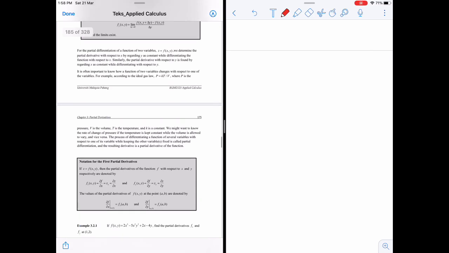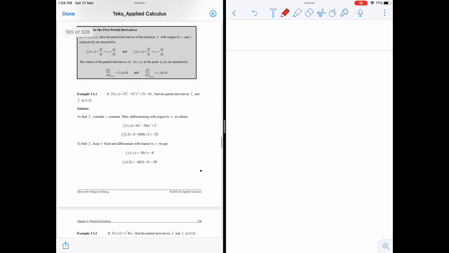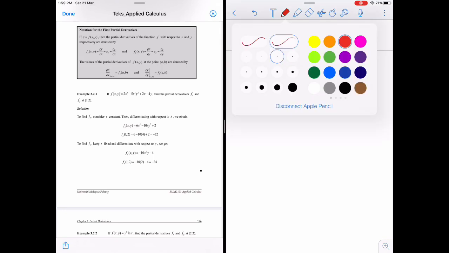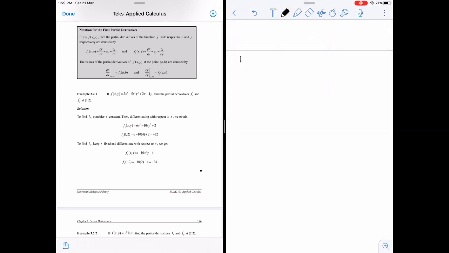Okay, let's move to an example to find the partial derivative of f with respect to x and with respect to y. Let's say we discuss Example 3.2.1, where we have a function f(x, y) equal to 2x cubed minus 5x squared y squared plus 2x minus 4y. We have been asked to find the partial derivative of f with respect to x and also with respect to y at point (1, 2).